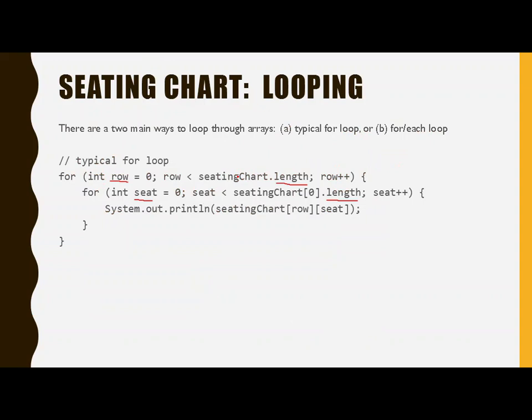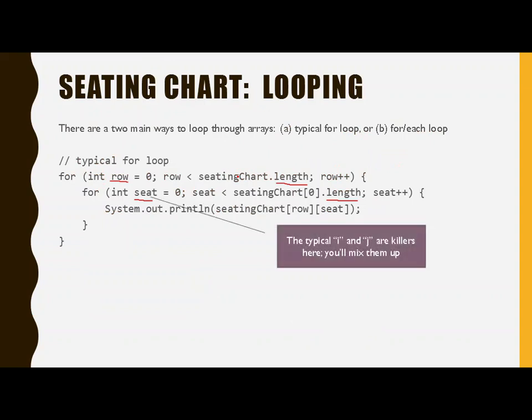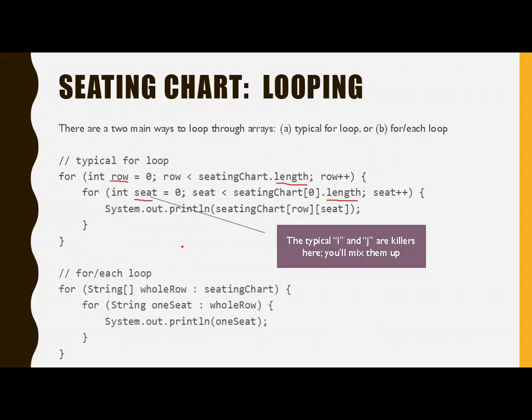Now there is another way to loop through this. If you haven't seen a for each loop, a for each loop is pretty cool. And I've already mentioned this, i and j, bad ideas when it comes to 2-dimensional arrays. I don't like them anyway, but certainly with 2-dimensional arrays, don't do it. Okay, so what does a for each loop look like?